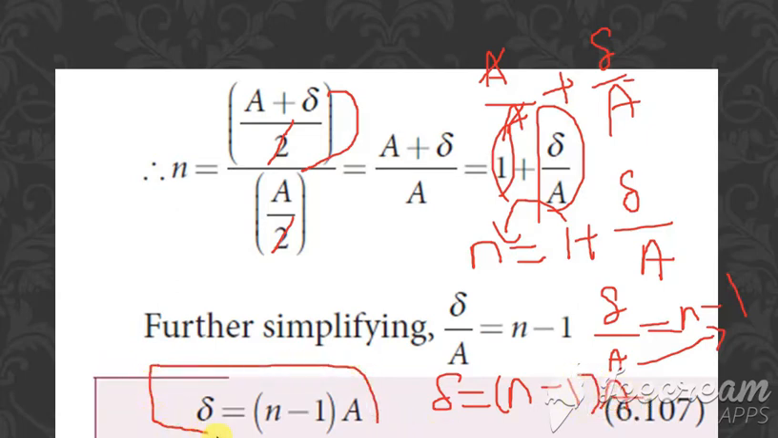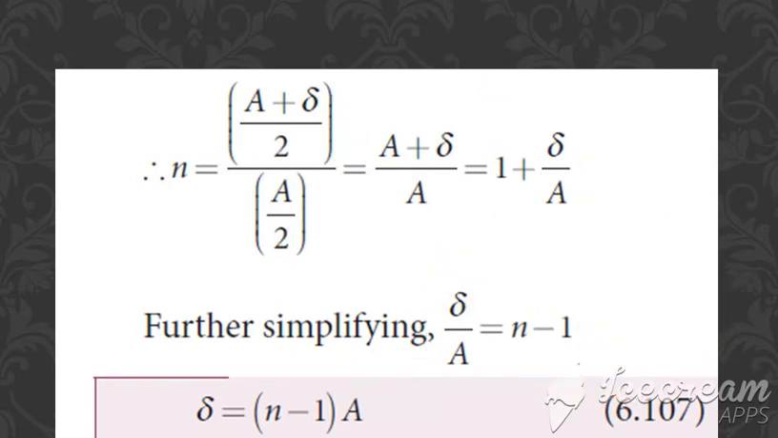Del is equal to n minus 1 into a. So here we have this formula. Clear? This is a very important formula: del is equal to n minus 1 into a.